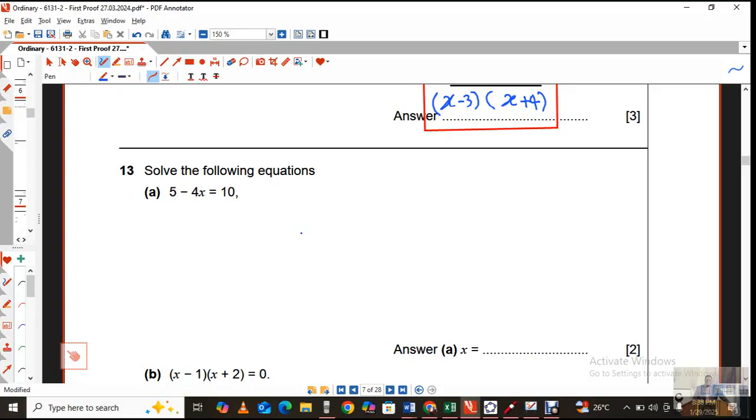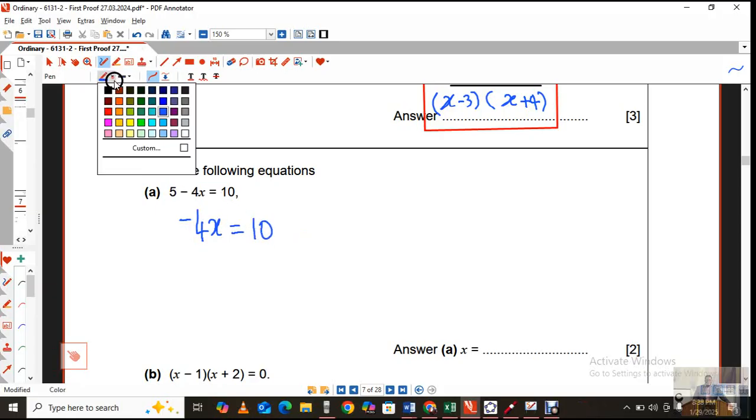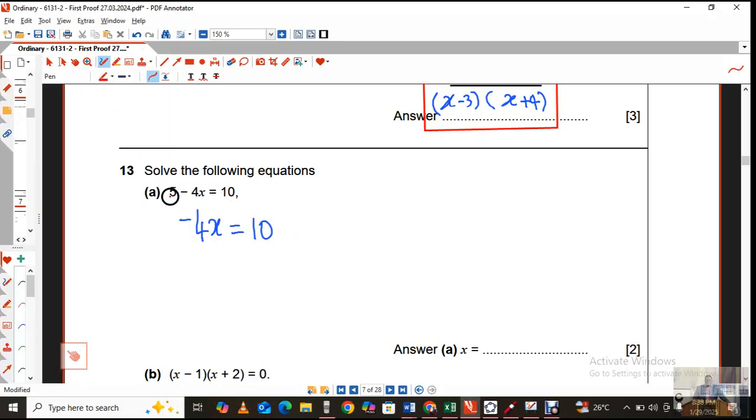Question 13a is a linear equation. There's only one answer for x. Look at the solution here. So you have minus 4x is equal to 10 plus... because that positive 5 there is a positive 5, you have to take 5 away here. You also have to take 5 away. That is why I'm going to subtract 5. I've got minus 4x is equal to 10 minus 5, which is 5.